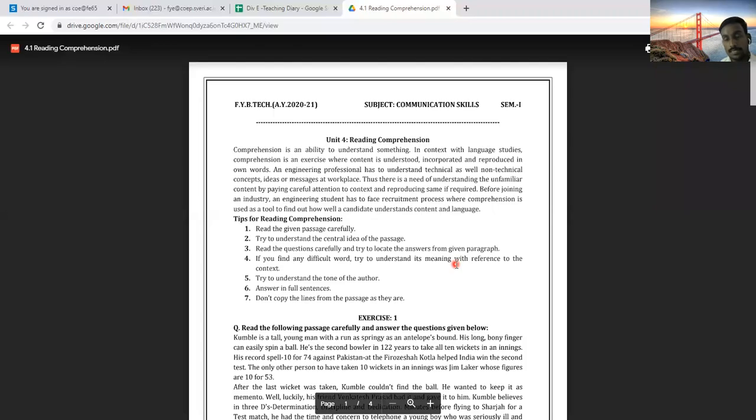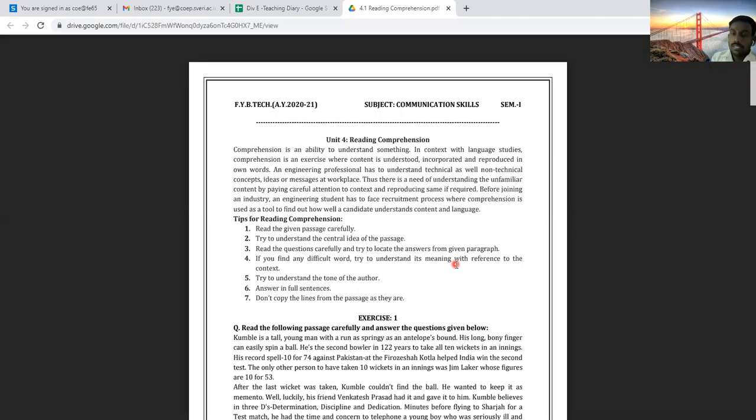This will be 4.1, and in 4.1 it will be a reading comprehension. In this reading comprehension, I think that you have been practicing this kind of reading comprehension since your 8th standard. Okay, so what is there in reading comprehension? Usually this is an unseen passage.